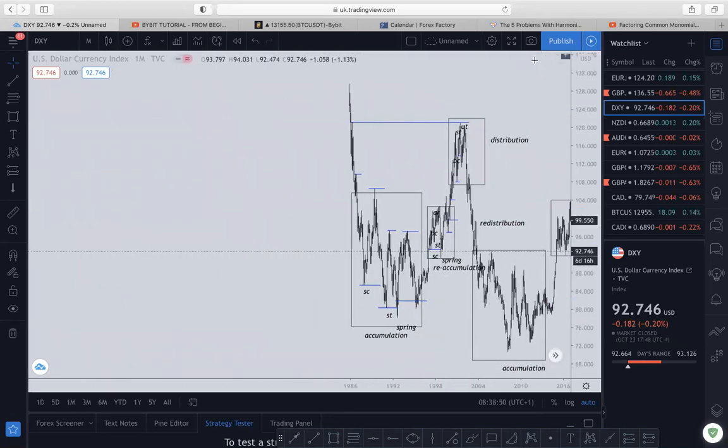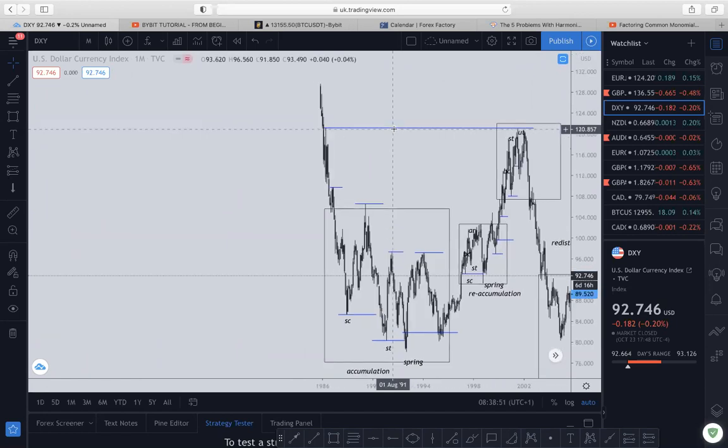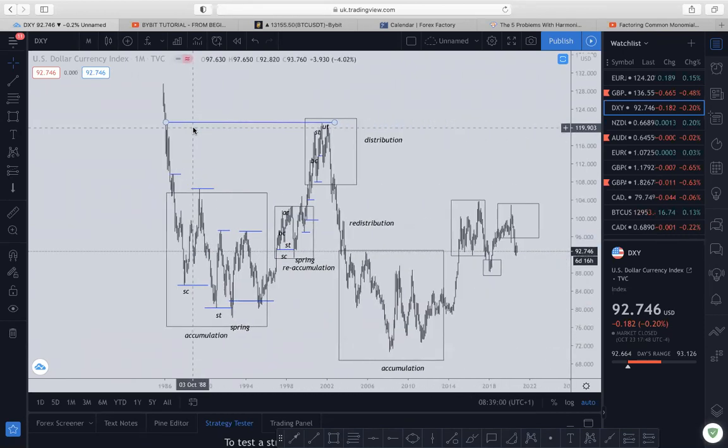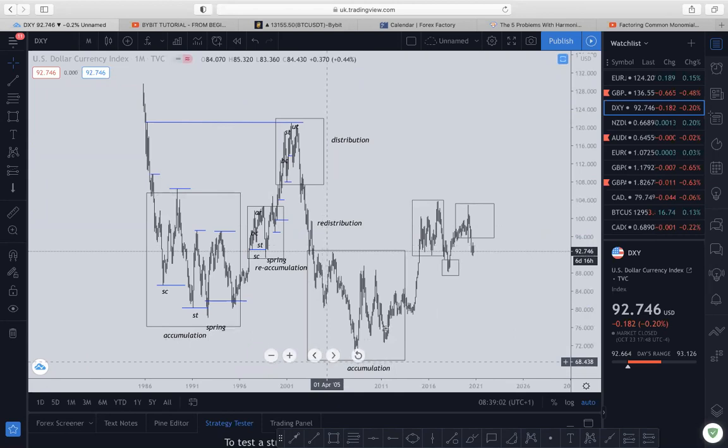So after they created this distribution here, they intentionally finished the distribution off this high to let you know that the next time we create accumulation, redistribution in this area, reaccumulation in this area, the next distribution is going to clear this area.